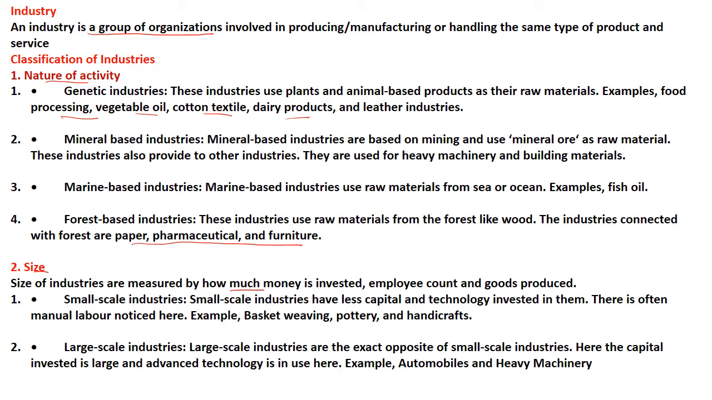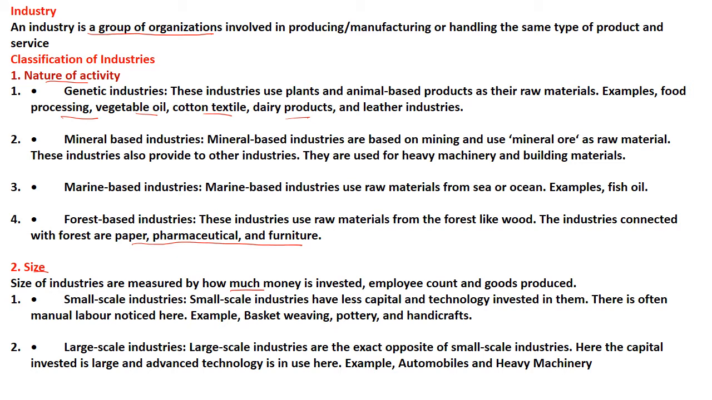The first one is on the basis of nature of activity. We can classify the industries into genetic industries, mineral based industries, marine based industries, and forest based industries. First is genetic industries. Genetic industries means those industries that use plant and animal based products as the raw material. Examples: food processing, vegetable oil, cotton textile, dairy products. These industries come under genetic industry.